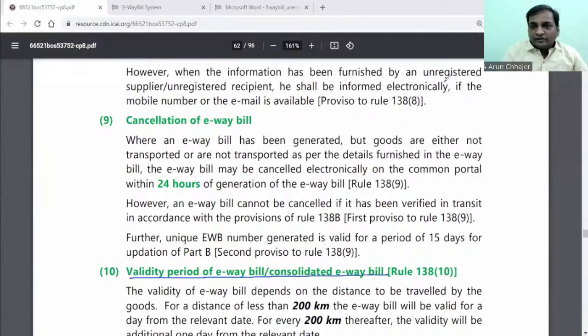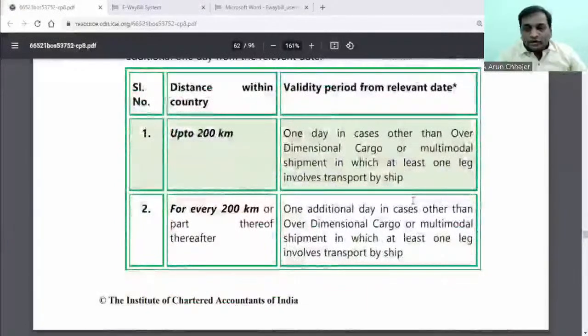Validity period of Eway bill. Every Eway bill has a validity period based on the distance. What is the validity period? Normally it is 200 kilometers for 1 day.